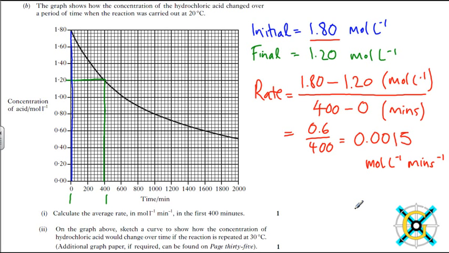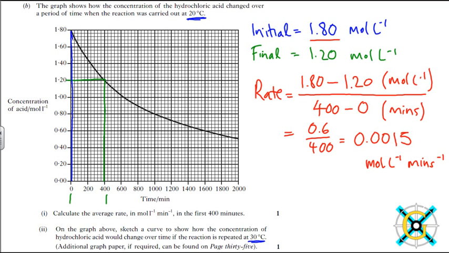And the second part asks, on the graph above, sketch the curve to show how the concentration of hydrochloric acid would change over time if the reaction was repeated at 30 degrees C. So you can see here, one is 30 degrees, and that one is 20 degrees. Increasing the temperature increases the kinetic energy of each molecule, and therefore more collisions are successful. So therefore the concentration of the acid will decrease faster.